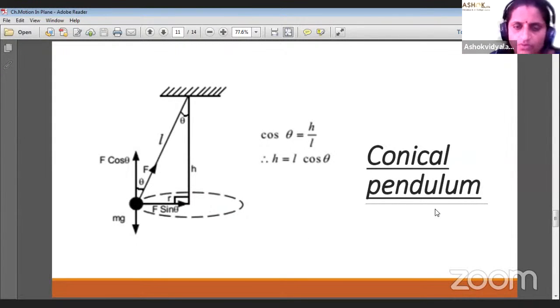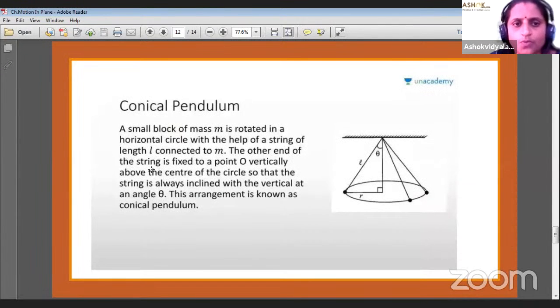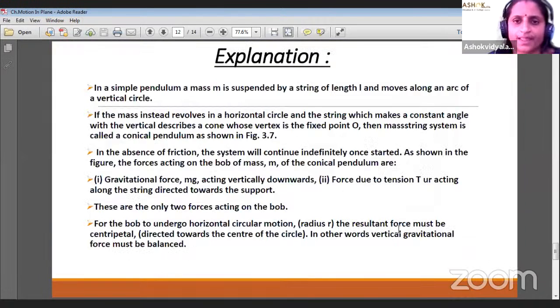Then the conical pendulum, and its definition. A small block of mass m is rotated in a horizontal circle with the help of a string of length L connected to the mass m, and the other end of the string is fixed to a point O vertically above the center of the circle, so that the string is always inclined to the vertical at an angle θ. This arrangement is called a conical pendulum.